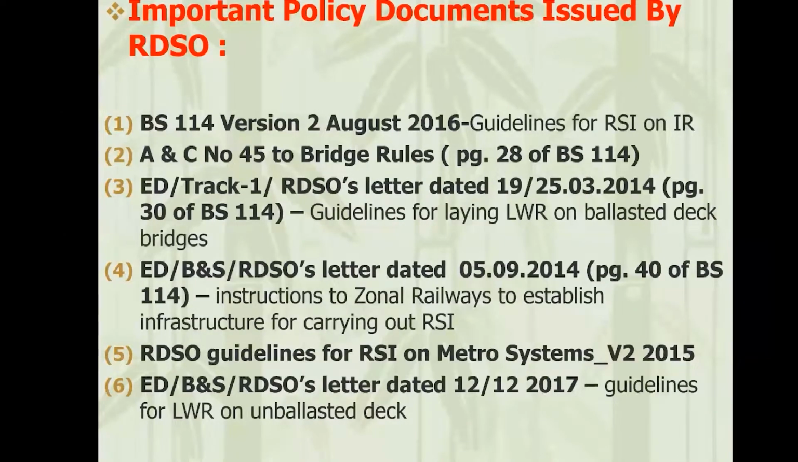These are the important policy documents issued by RDSO. BS 114 version 2, I already talked about. Then A and C number 45 to the bridge rule. Basically, this is the correction slip that laid down the criteria for carrying out the RSI analysis. It was in 2014. The provisions now in the bridge rule regarding LWR forces came from this correction slip, and a copy of this is available in this BS 114.